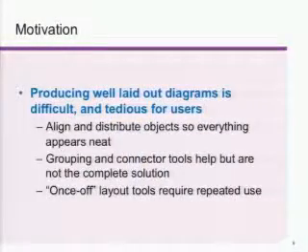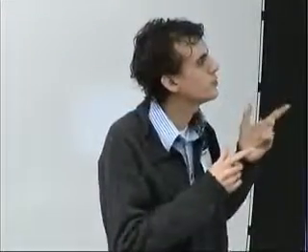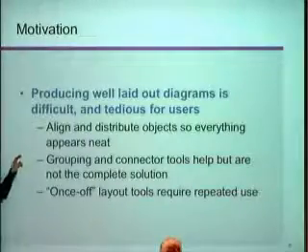So a few points of note. Producing well laid out diagrams is going to be difficult and tedious for users if they do it manually, okay? You're often going to want to be doing things like aligning and distributing objects, spacing them equally. Now, many existing tools have automatic features for things like grouping objects together, connector tools that will automatically reroute connectors as you move objects around your diagram. But these are not a complete solution and don't satisfy the problem completely.